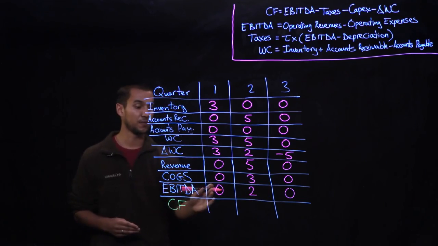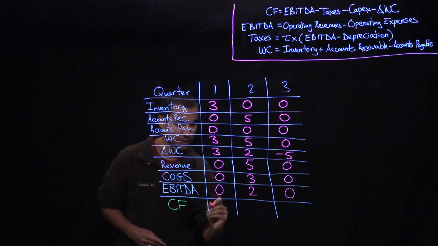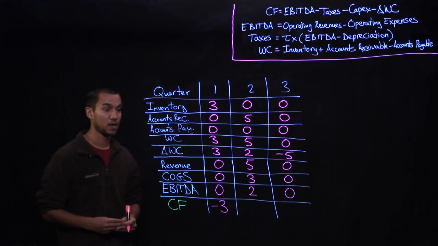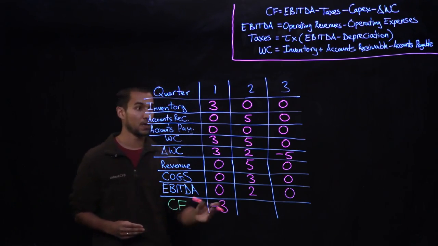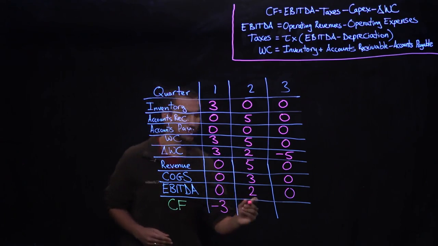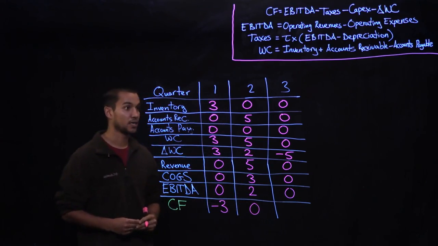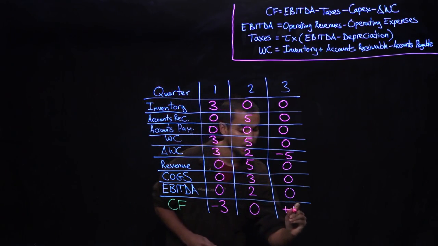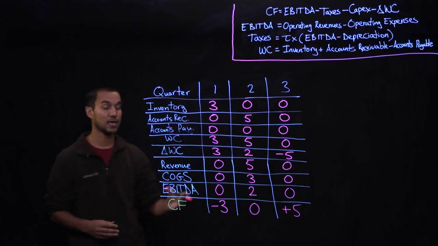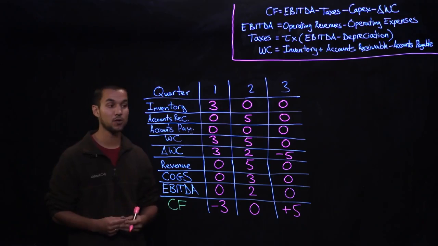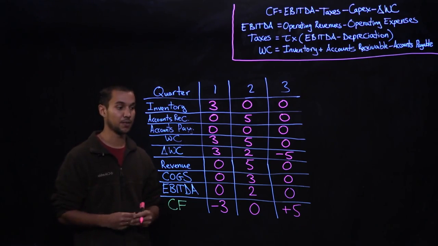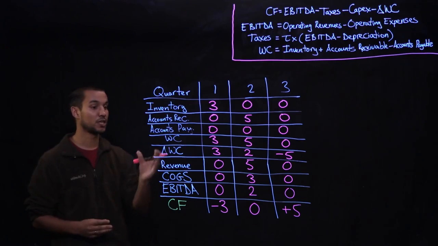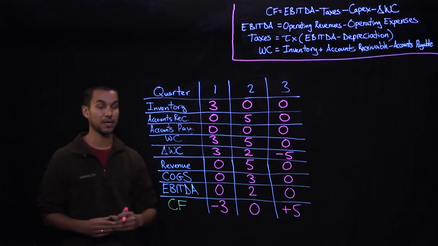So in quarter 1, we would have 0 minus 3, so minus 3, which makes sense because we had a $3 million cash outflow to pay for the inventory in quarter 1. In quarter 2, we have 2 minus 2, which is 0. And in quarter 3, we have 0 minus 5, so that's plus 5. And that's exactly when we had the cash inflow, when our customers paid their bills. And so this is why it's so important to include changes in working capital when estimating our cash flows.